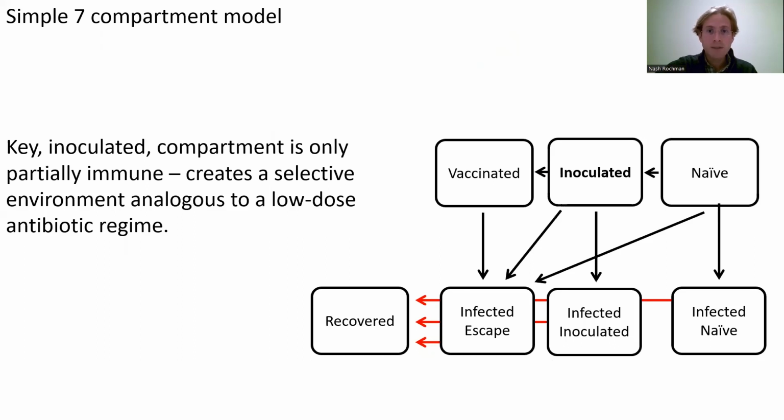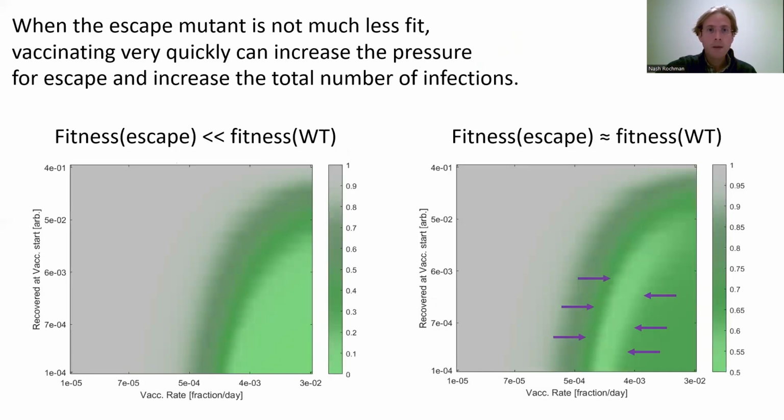These are hosts that have been vaccinated and are building immunity, but are still significantly susceptible to infection, analogous to low-dose antibiotic exposure. Further consider two viral strains, the wild type and a vaccine escape variant. When the escape mutant is much less fit than the wild type, the sooner vaccination begins, y-axis, and the higher the rate of vaccination, x-axis, the smaller the cumulative number of infections, color. However, when the escape mutant is of similar fitness, there is a finite optimal rate of vaccination.